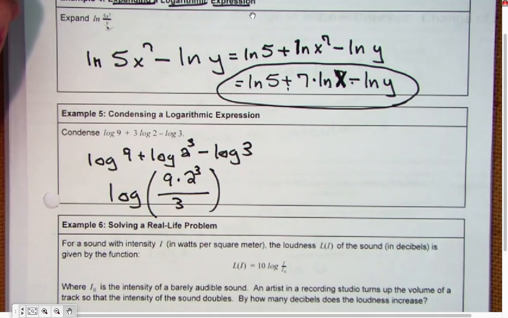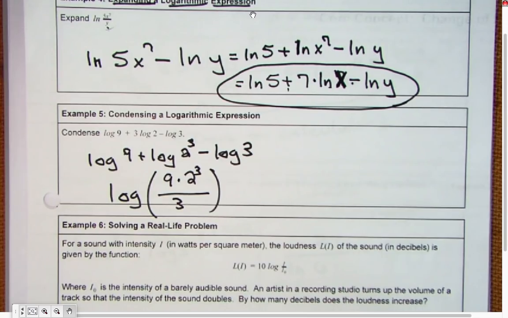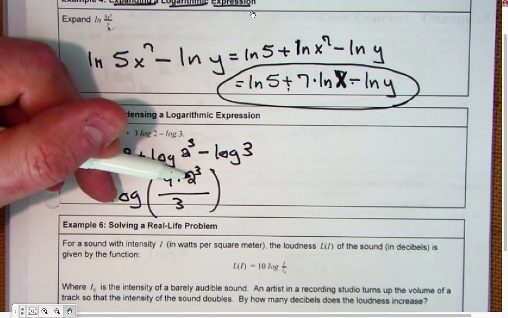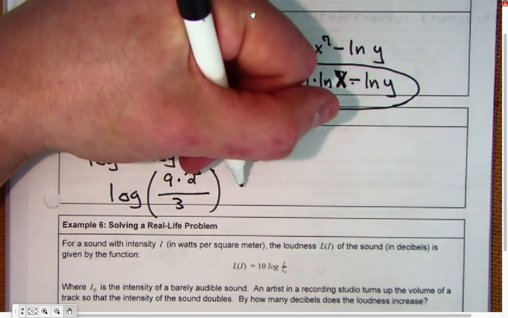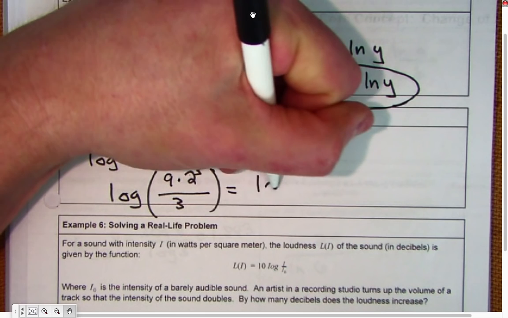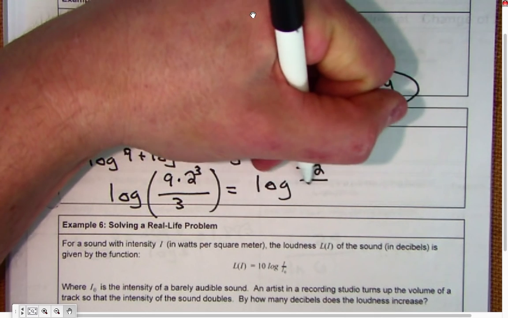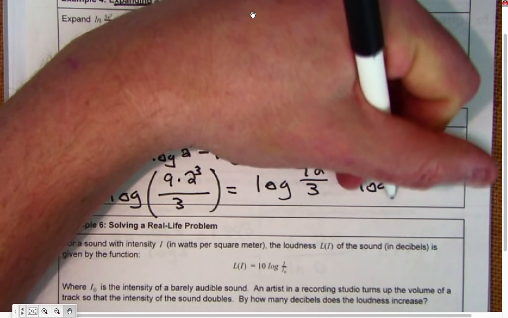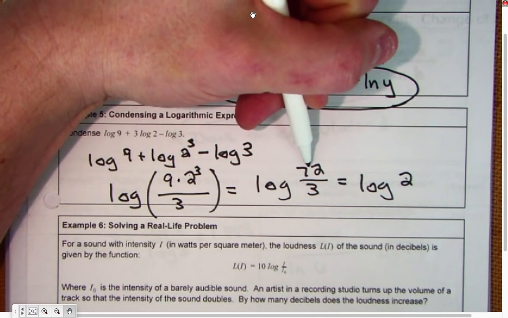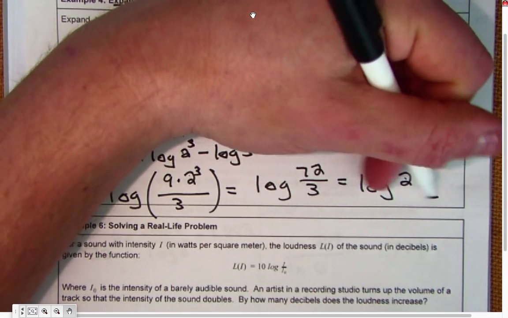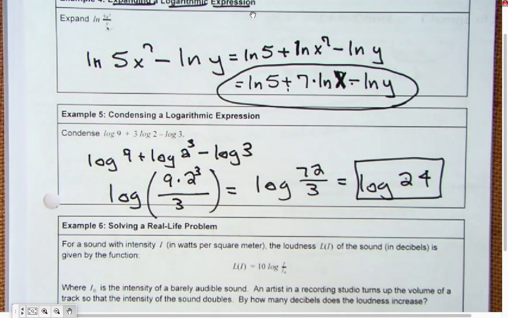Now we have to compute what 9 times 2 to the 3rd divided by 3 is. So 9 times 8 is 72. Divide 72 by 3. Here, let me write this out. So we've got the logarithm of 72 over 3, which equals the logarithm... let's see, 3 goes in there twice, with a remainder of 1, so it goes into 12, I believe, 24. Log of 24 is the answer. Okay? And since it's condensing, we can leave it like that. If we wanted to compute the log of 24 in our calculator, that would be fine, but we don't have to.